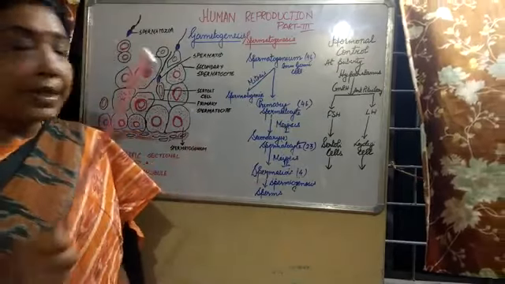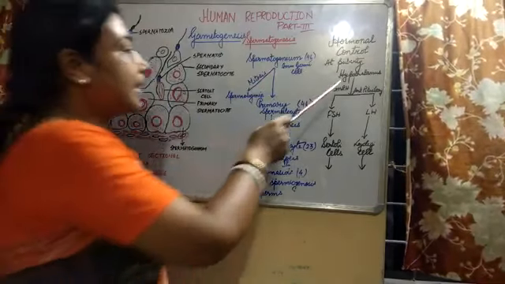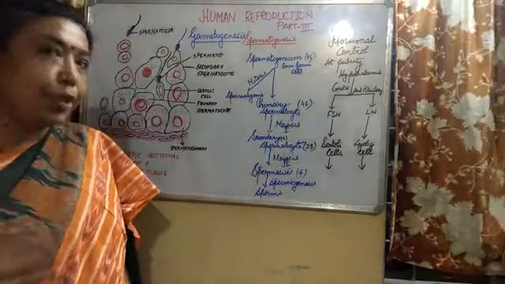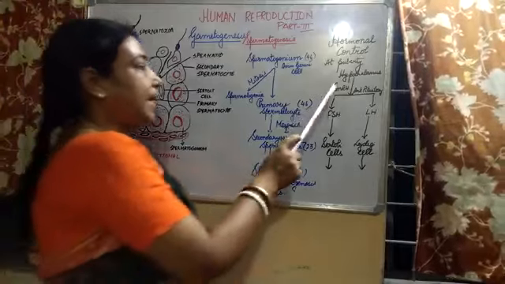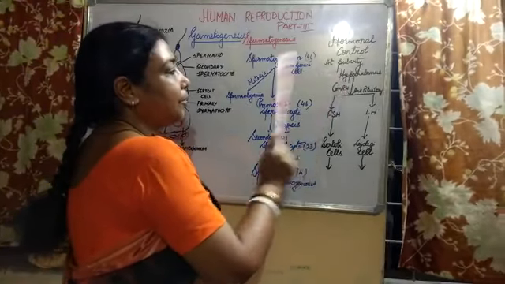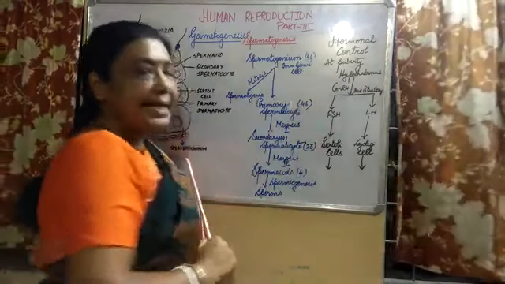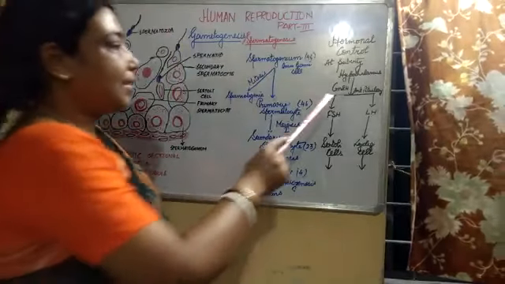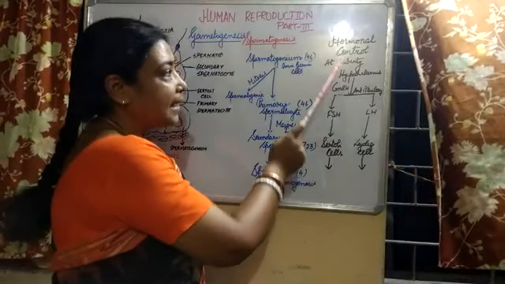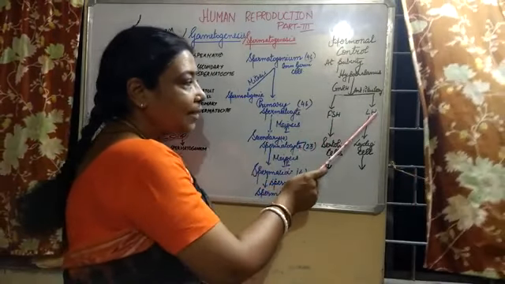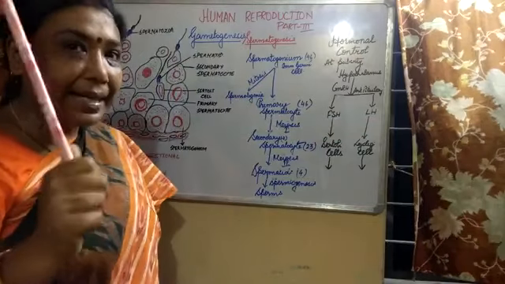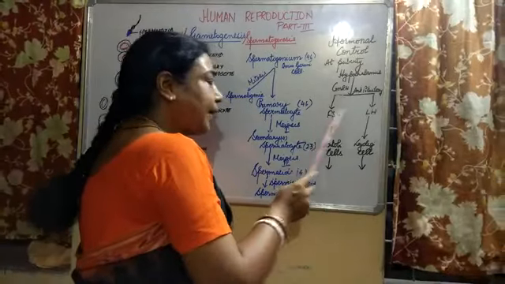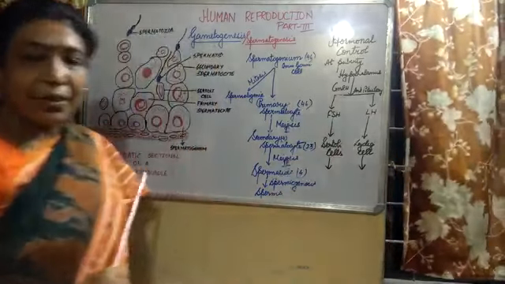At puberty, what does the hypothalamus do? The hypothalamus releases the gonadotropin releasing hormone at puberty, not before that. Always remember that. This gonadotropin releasing hormone will act on the anterior pituitary, and the anterior pituitary in turn will release, happening at puberty, follicle stimulating hormone and luteinizing hormone. Anterior pituitary in males will be releasing follicle stimulating hormone and luteinizing hormone.